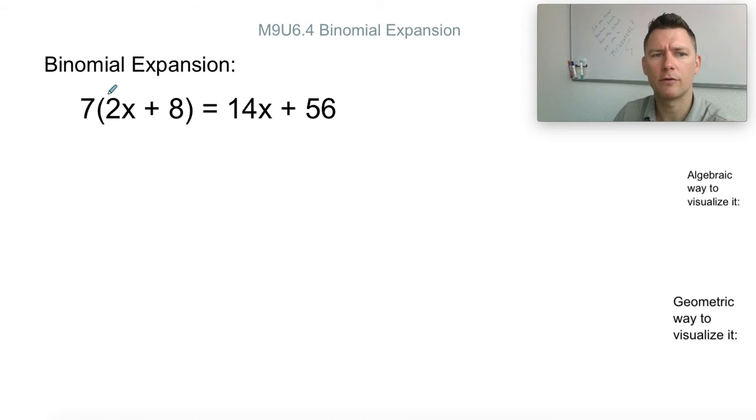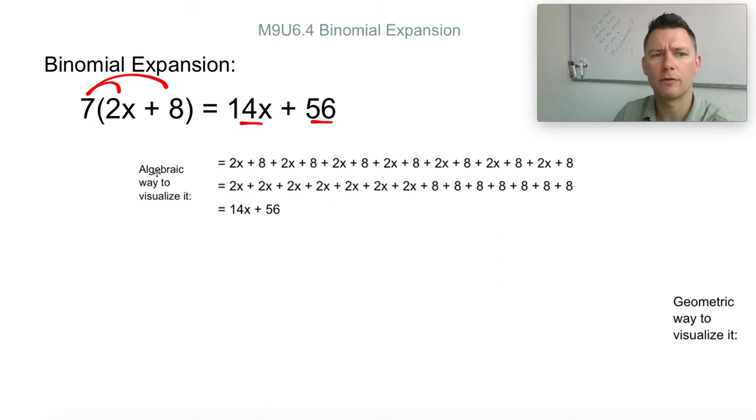So this was easy enough, right? 7 times 2x gave you 14x, and 7 times 8 gave us 56, right? Algebraically, you can do it this way. You can say, I have 7 of these packets. So here's 1, 2, 3, 4, 5, 6, 7.